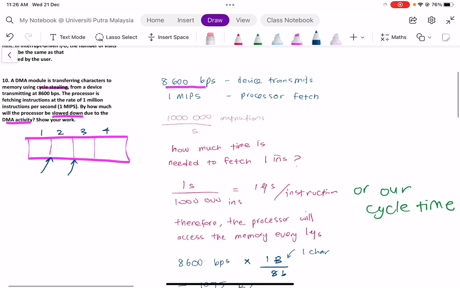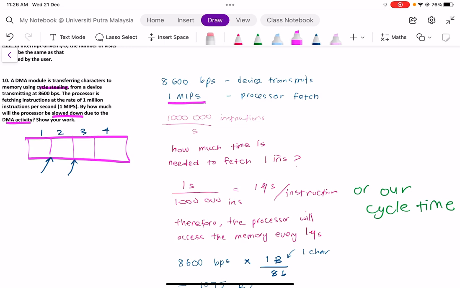So I wrote down here 8600 bits per second. This is the rate the device is transmitting. And then we have 1 MIPS, which is the rate that the processor is fetching. Now, the processor is fetching 1 million instructions per second. I need to know how much time is needed to fetch one instruction.